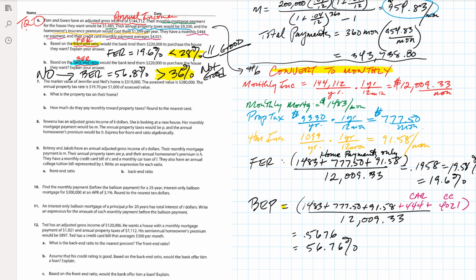56.8% is greater than the maximum percentage for the back end ratio. You have to be less than both of these numbers. The front end ratio has to be less than 28%. The back end ratio has to be less than 36%, and it's obviously not. It's way higher, which means they're spending too much. Okay, so they're too risky. So the bank's going to say no. They're not going to do it.